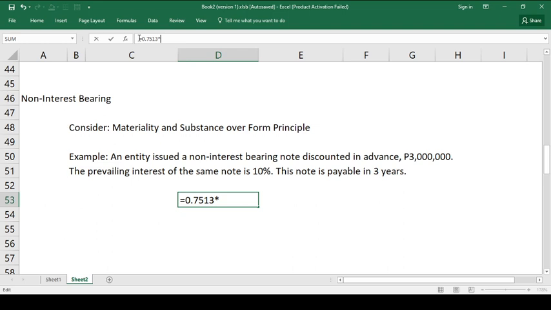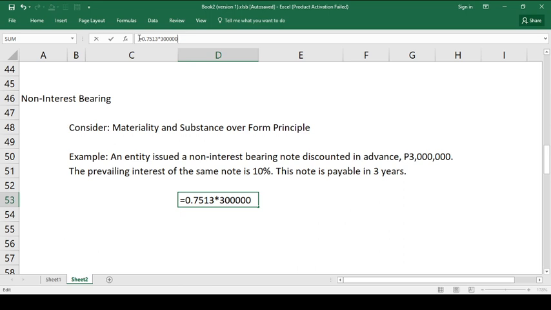However, we need also to consider the materiality level. If we believe that the discount on the note is immaterial already on the part of the company, obviously we will disregard that interest, because take note, we follow the principle on materiality. Okay? So, if 0.7513 is the present value factor, then we multiply it by 3 million pesos.